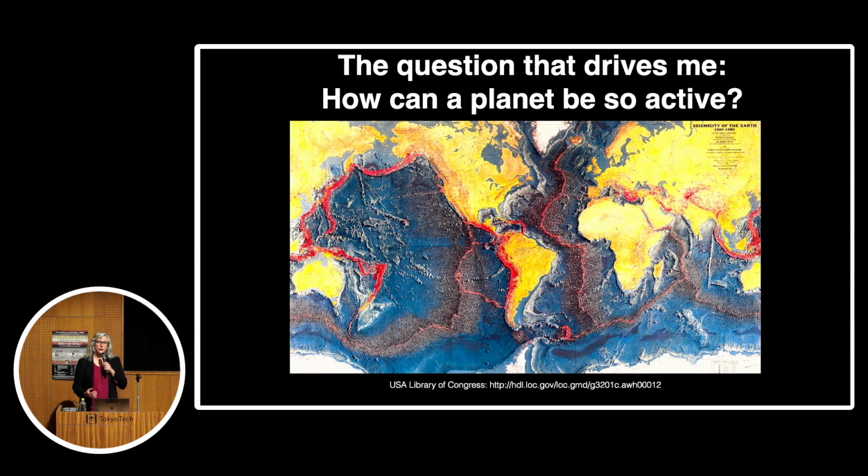And the question that drove me ever since I was a child was, how can a planet be so active? How can a planet that's made of rock have all of this movement, create all these earthquakes, form mountain ranges in the middle of oceans? How can a planet do this?